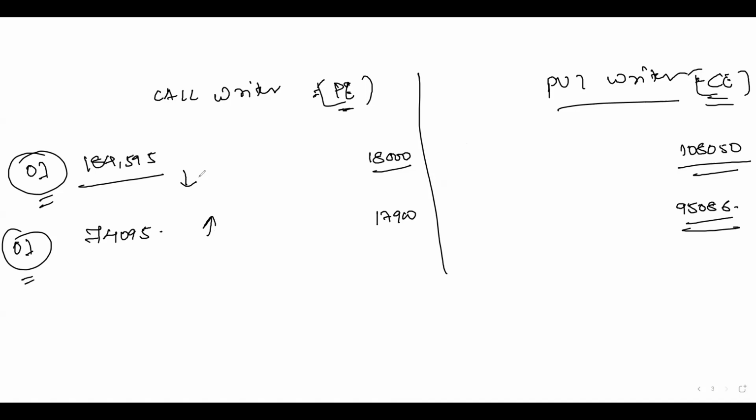As we are option buyers, at the 18,000 strike price the open interest is 1,84,595, which is more than the put writer data. So the writer would try to take the market below 18,000, and the writer at 17,900 will try to force the market above 17,900. This is the concept: call writer and put writer.